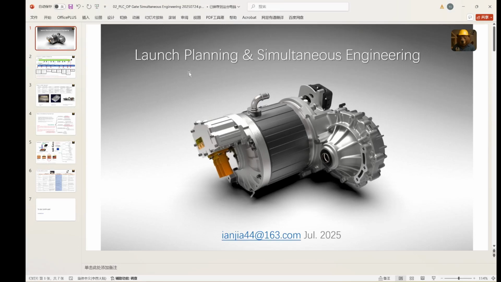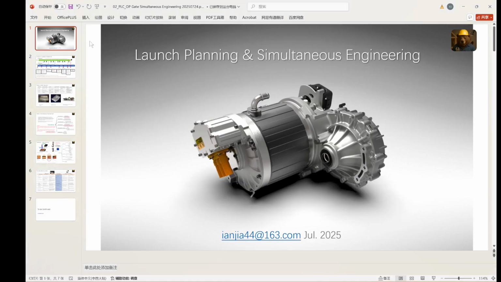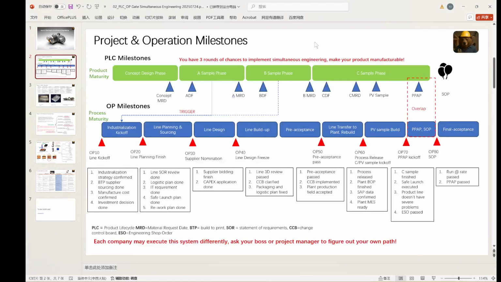Today I would like to talk about the launch planning and the simultaneous engineering. If you've seen my previous lecture, we are somewhere here. Today we're going to talk about the planning phase, the operation gate and the PLC gate, simultaneous engineering. These three big topics. Okay, the first page we're going to talk about is the project and operation milestones.